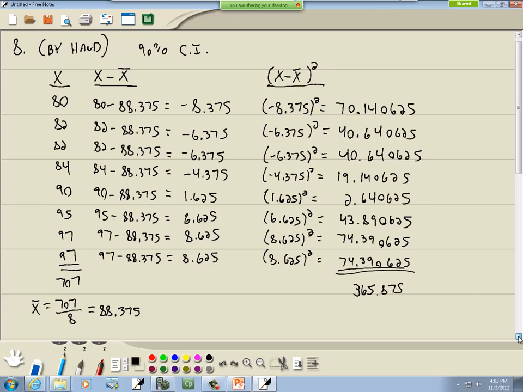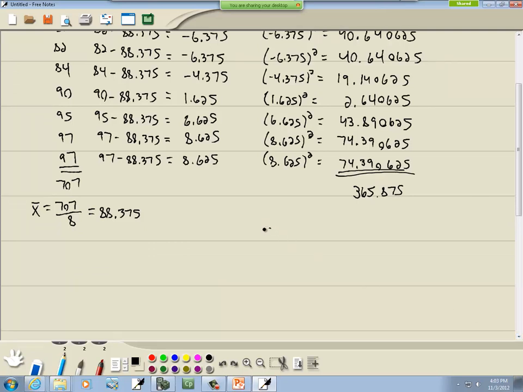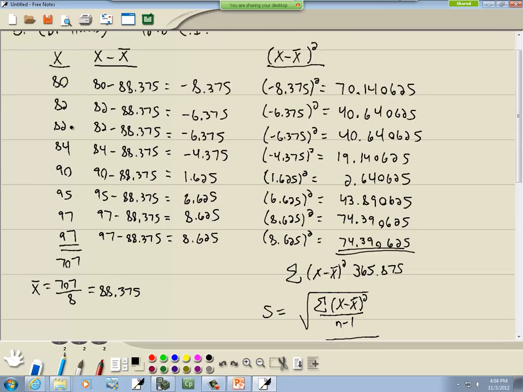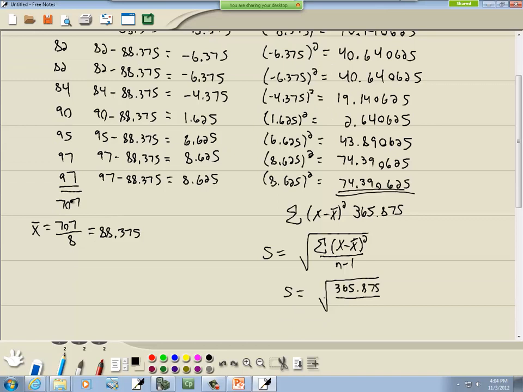Okay, now time to find our s. This is the sum of x minus x bar squared. s is equal to the square root of the sum of x minus x bar squared divided by n minus 1. So we got the square root of 365.875 over n minus 1. How many numbers did we have? 8, was it? 1, 2, 3, 4, 5, 6, 7, 8. Yeah, so 8 minus 1.